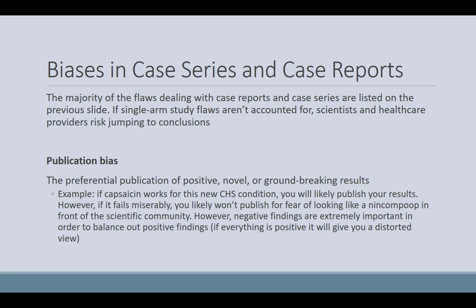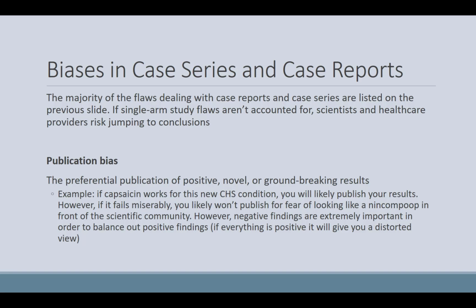Let's talk about biases in case reports and case series. The majority of the flaws dealing with these 2 study designs were listed in the previous slide, and a lot of them had to do with simply not having a comparator group and having a very small number of patients, so that we can't make a statistical association either way. If these single-arm study flaws aren't accounted for, scientists and healthcare providers risk jumping to conclusions and associating a treatment with a particular outcome that might not actually be a true association. One type of bias that is very prevalent in case series and case reports is called publication bias.